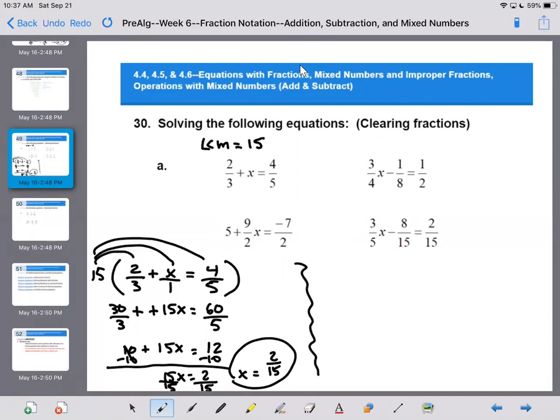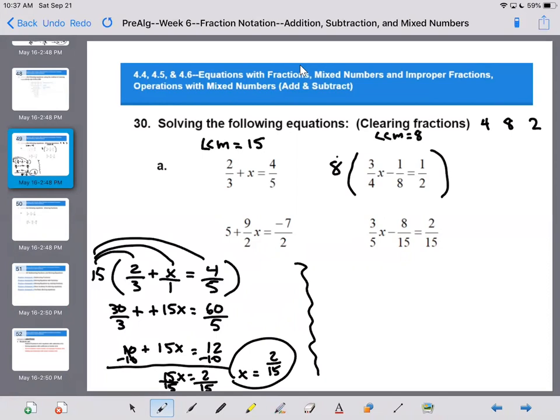All right, let's look at this one now. We've got 3/4 x minus 1/8 equals 1/2. So I'm looking at fourths, eighths, and halves. And I can make all of those denominators 8 because I can multiply 4 by 2 and 2 by 4. So I want to use 8 as my LCM here.